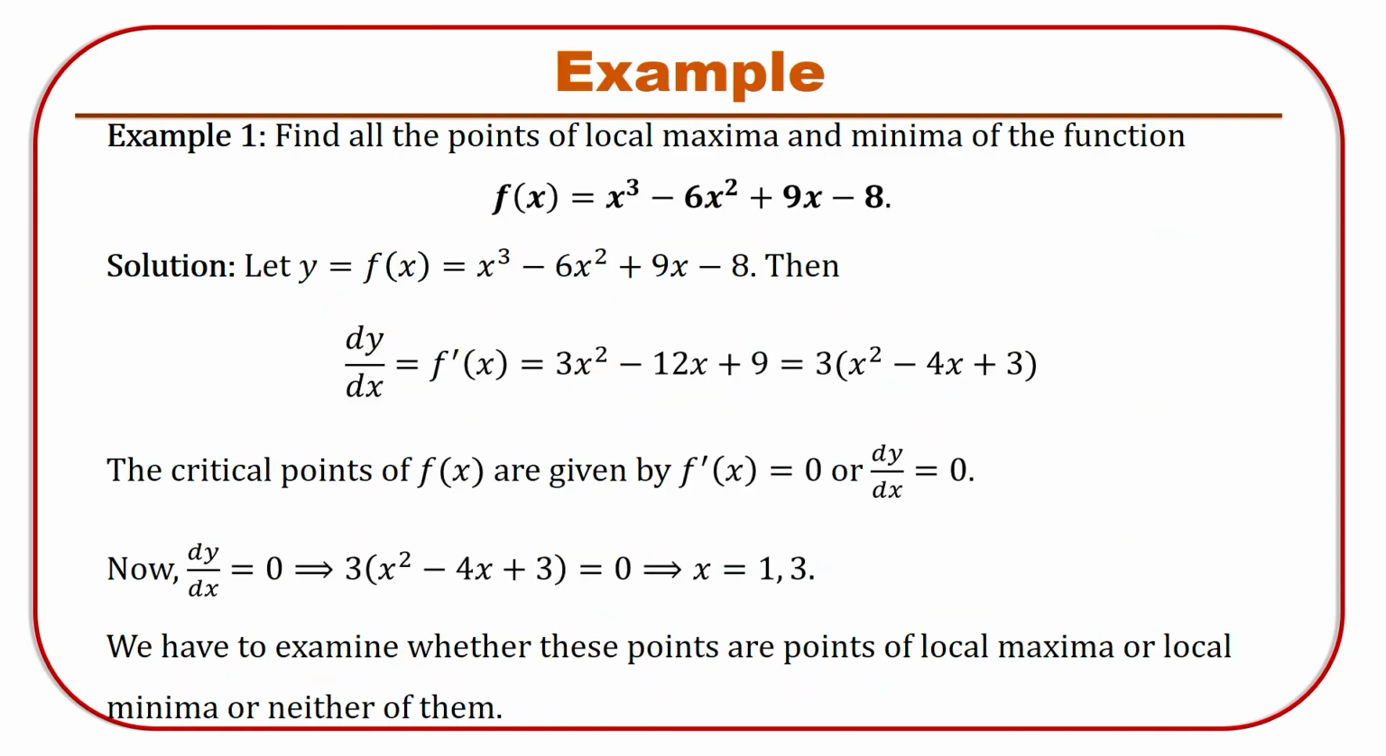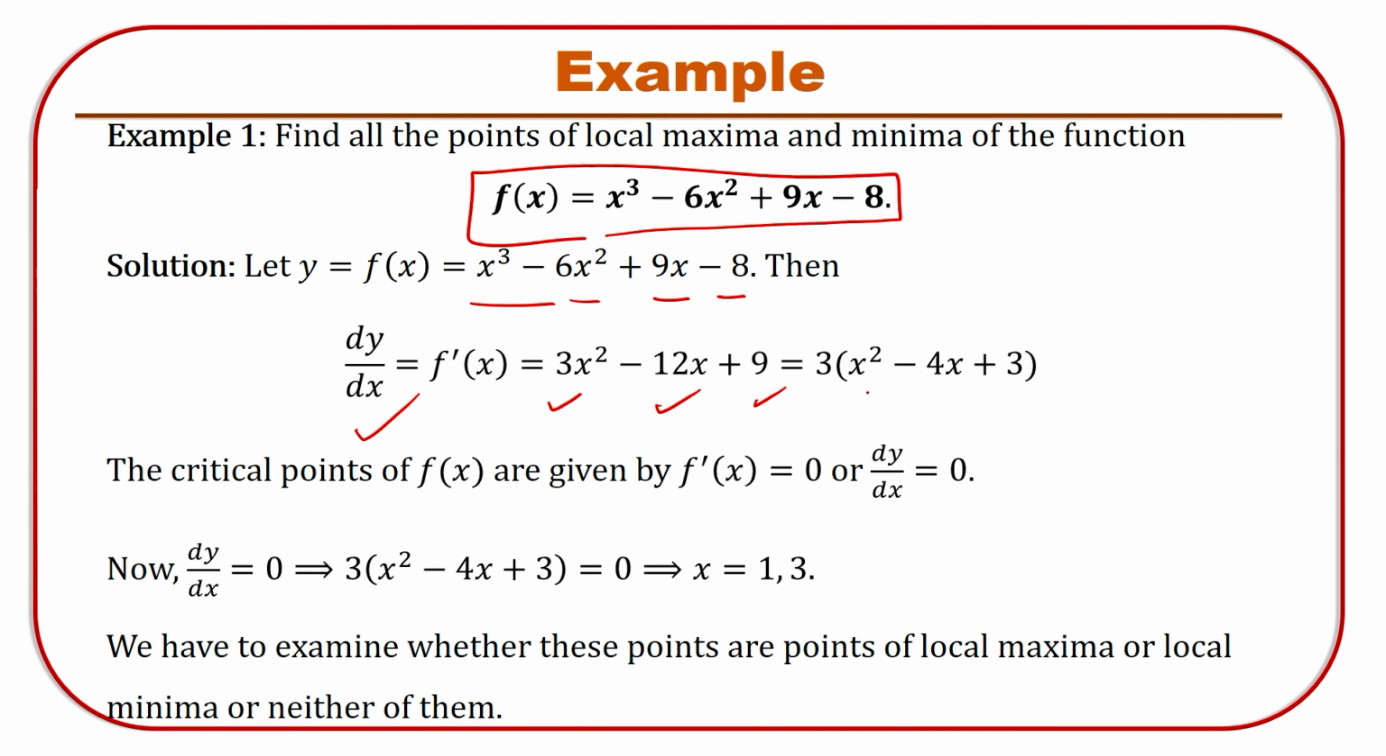So, based on this first derivative test for local maxima and minima, can we find the local maxima and minima of the function f(x) equal to x cube minus 6x square plus 9x minus 8? So, y is equal to x cube minus 6x square plus 9x minus 8, then dy by dx can be obtained, and that will be 3x square minus 12x plus 9, and it can be written as 3 into (x square minus 4x plus 3), taking 3 as common. The critical points of f(x) are found by equating this to 0.